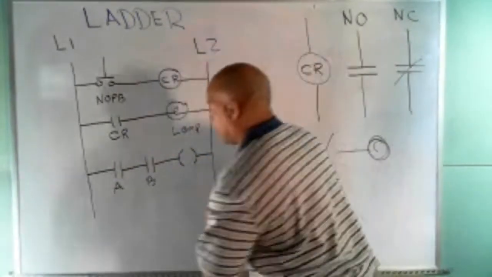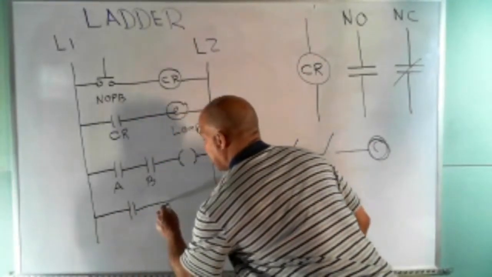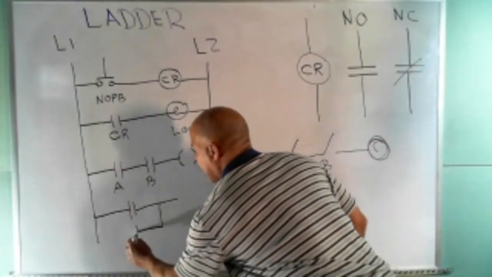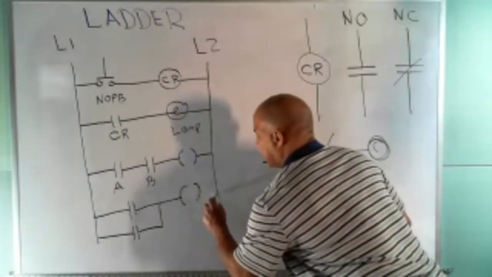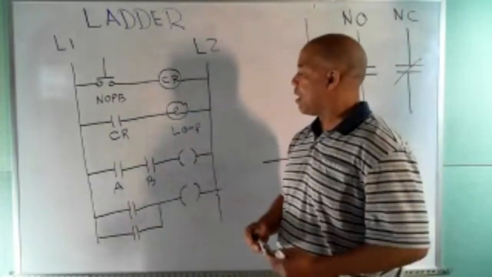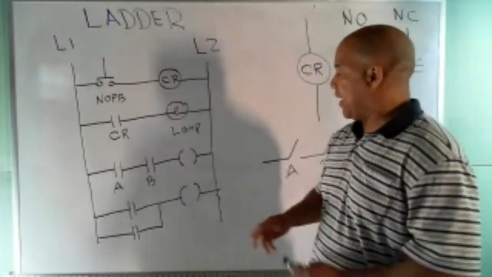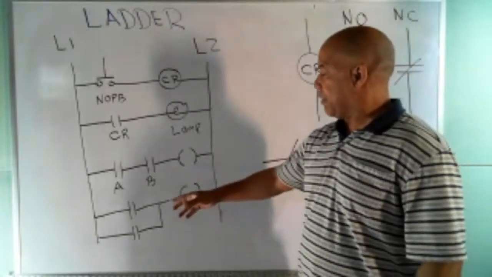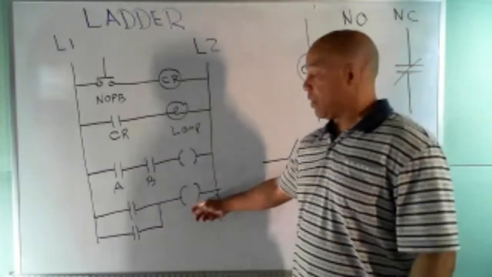Or maybe I want to do it like this. I can have a contact here, and I can branch off another here, like that. And again, I have some kind of output device, lamp, motor, whatever you want it to be. But now these contacts are in parallel, switches in parallel, that's OR logic. And now I have a source where I can have either contact A or B closed, or both of them closed, and control whatever this is hooked to.